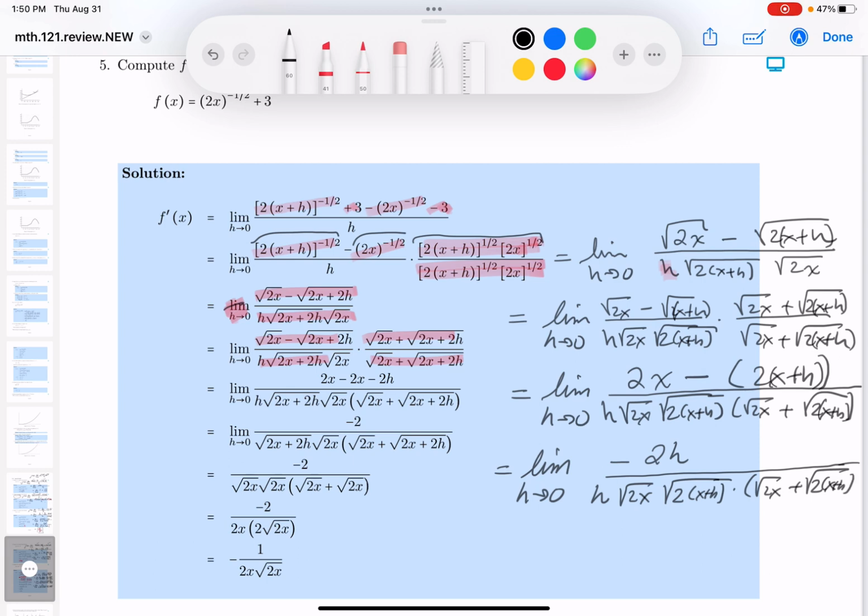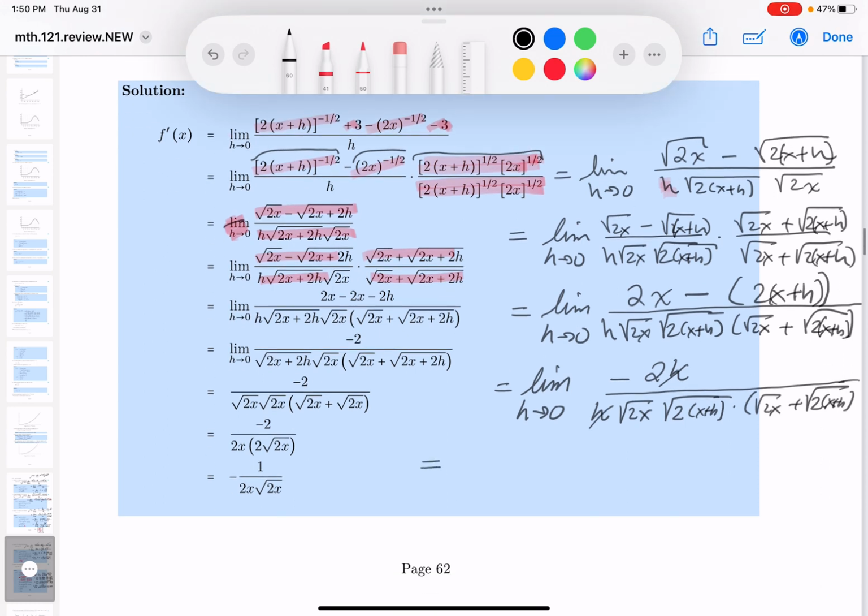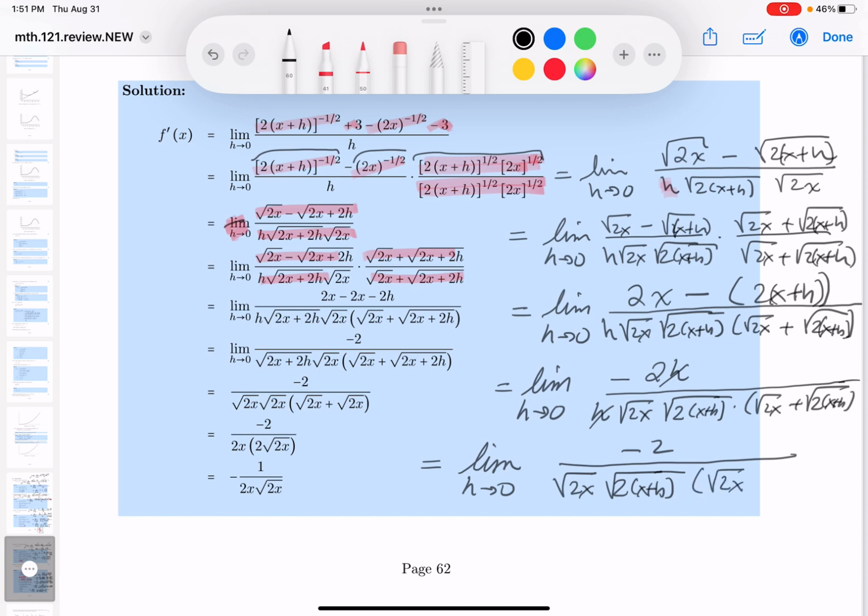Well, what's nice, h isn't 0, so these things I can cancel off. And you're left with an increasingly simple problem, an easier problem. You're left with minus 2 on top, and this is what you get in the bottom. And I think we're at the point where we may be able to evaluate this thing. Okay. The limit as h goes to 0 of the top, nothing to do with h, it's minus 2.